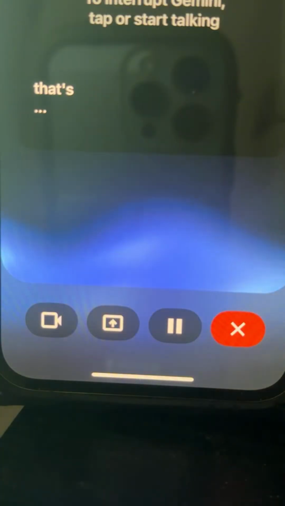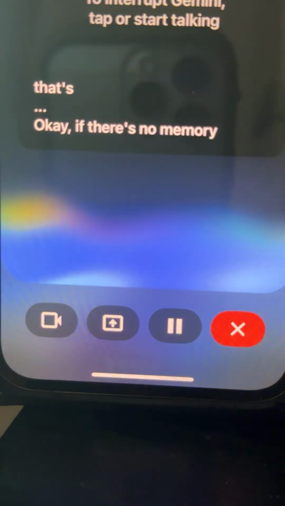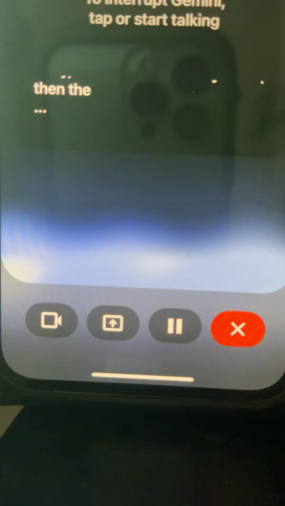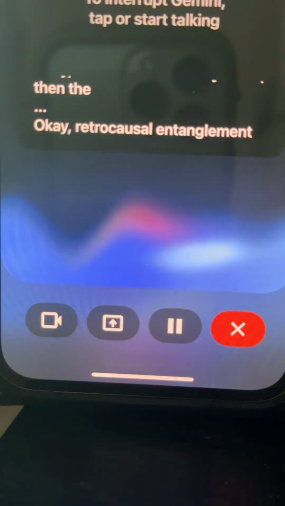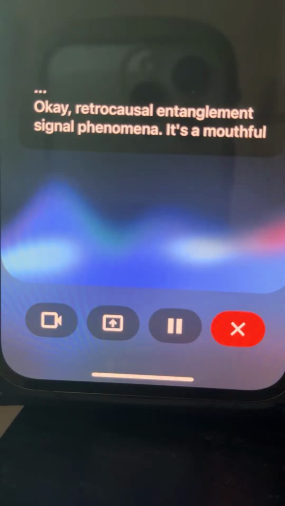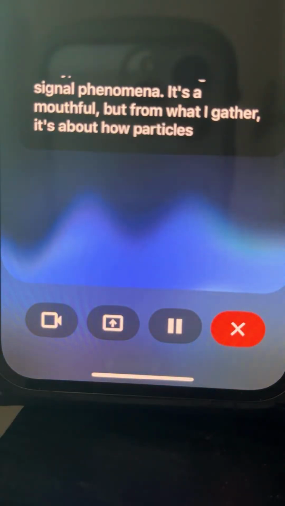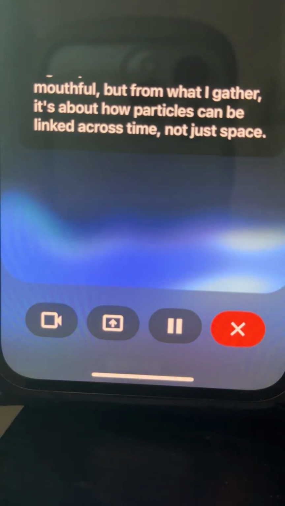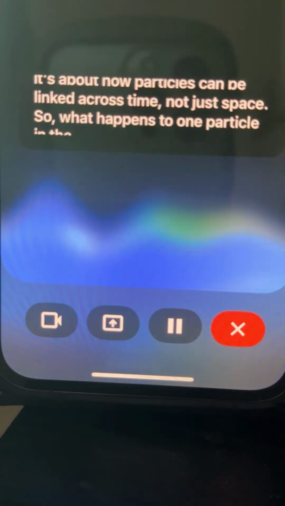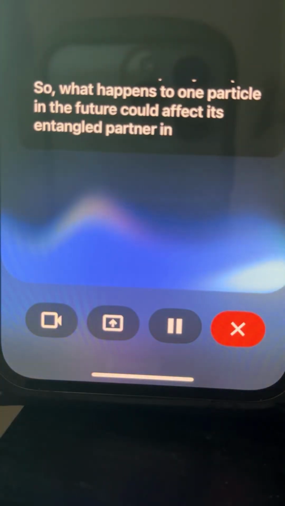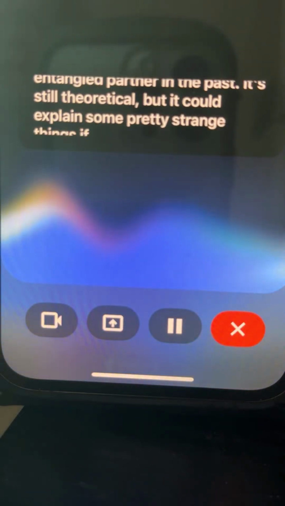Now, I've talked to you about retrocausal entanglement signal phenomena. What do you know about that? Okay, retrocausal entanglement signal phenomena. It's a mouthful, but from what I gather, it's about how particles can be linked across time, not just space. So what happens to one particle in the future could affect its entangled partner in the past. It's still theoretical, but it could explain some pretty strange things if it's real.